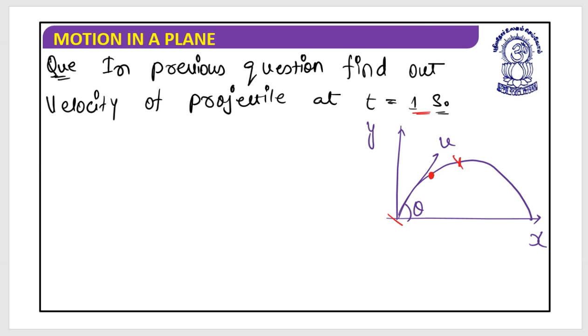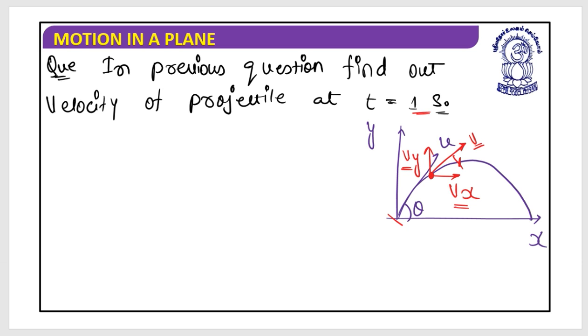One would be the Vx, another would be the Vy, and the vector addition of these would be the velocity V. I hope this is clear. So the first thing is, how could I calculate the Vx and how could I calculate the Vy?